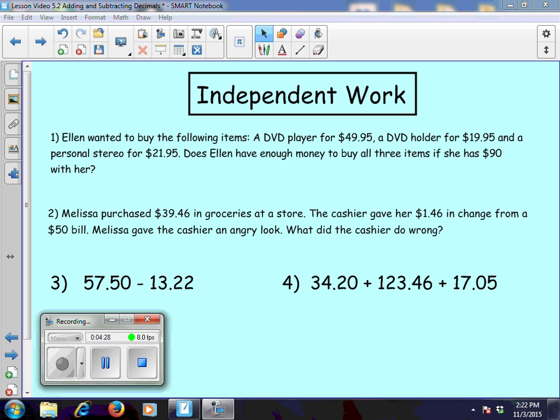Alrighty. Now it's time for independent work. Make sure you copy the questions and bring in your answers into class. Remember to use some of the strategies you heard in the video, which is mostly making sure you align your decimals when you're adding or subtracting. Some of the word problems are multi-step, so remember to use your strategies of really knowing what is the question asking, what pieces of information do I need.